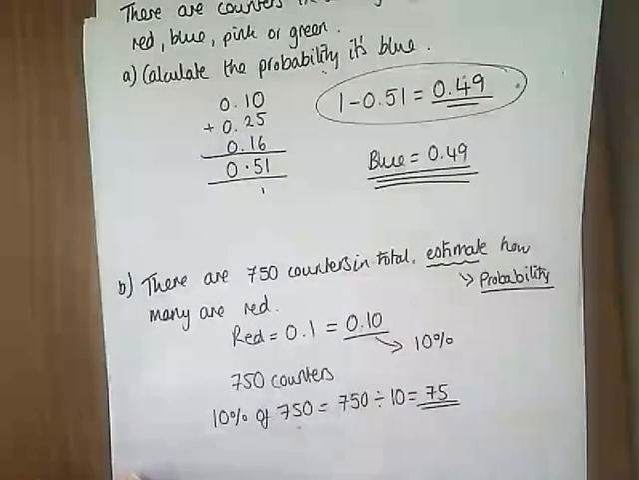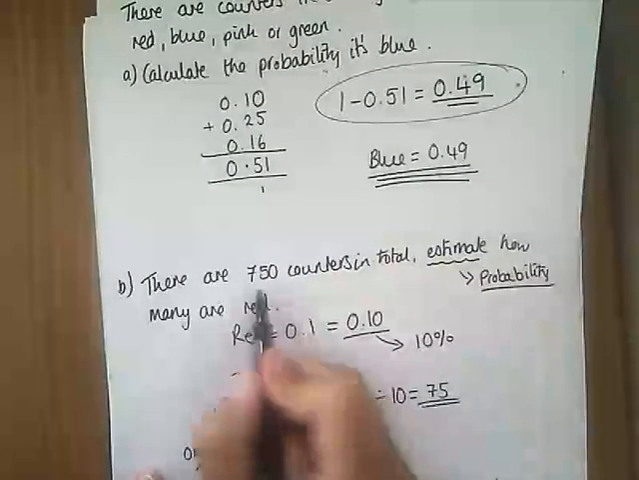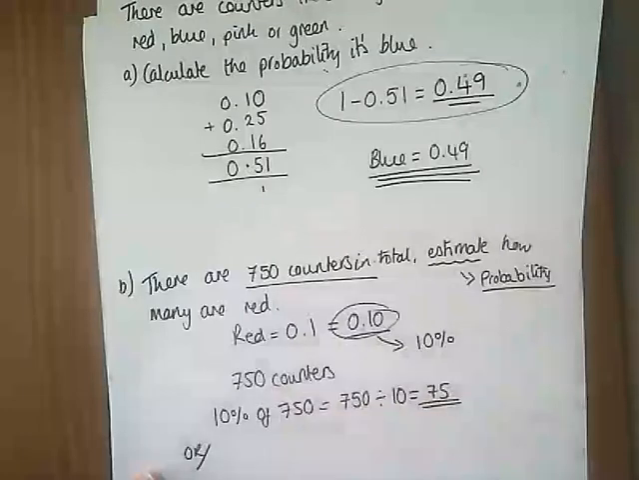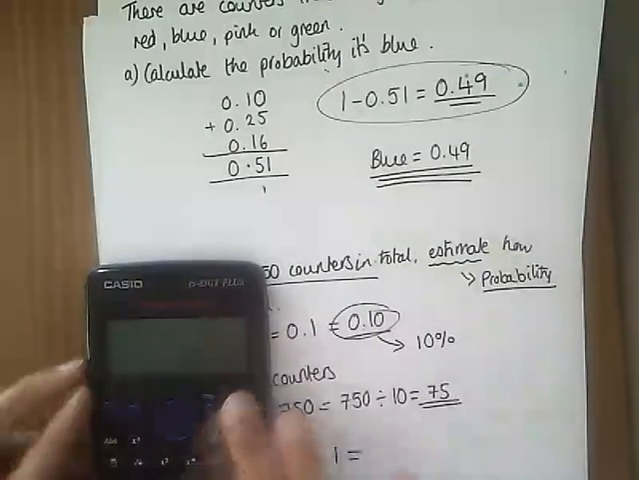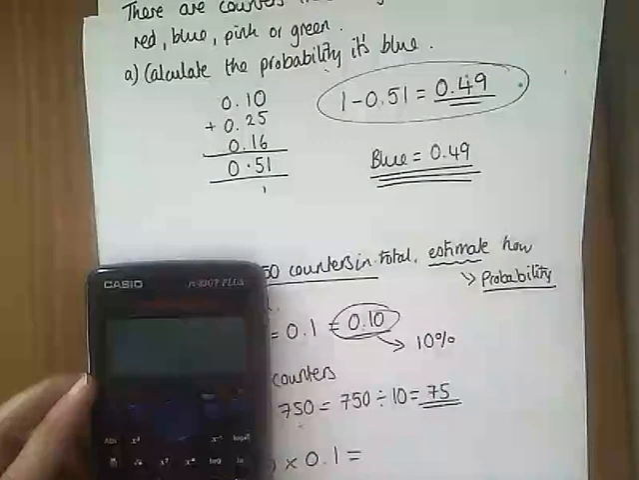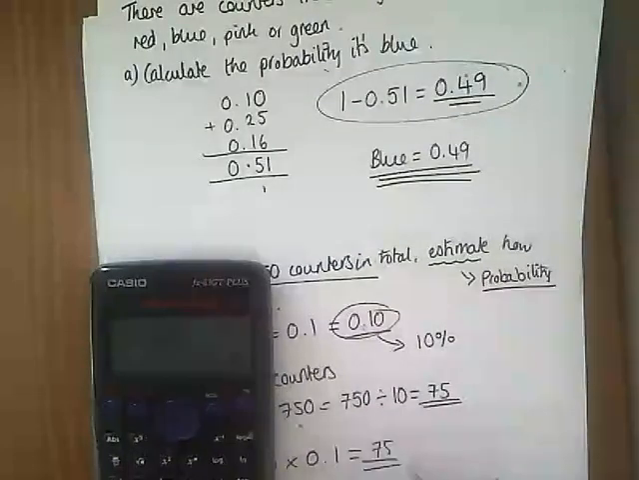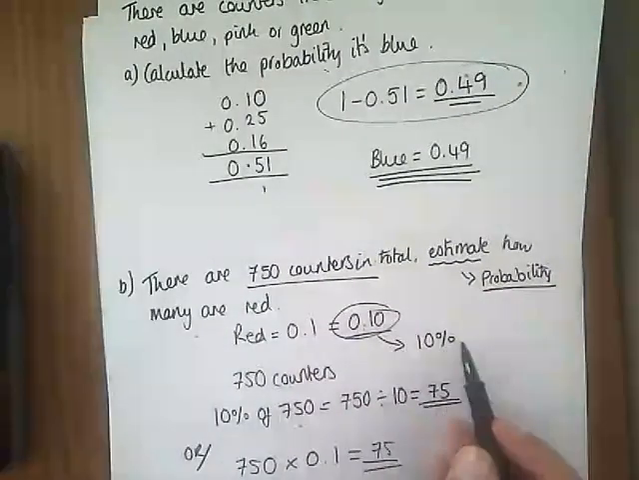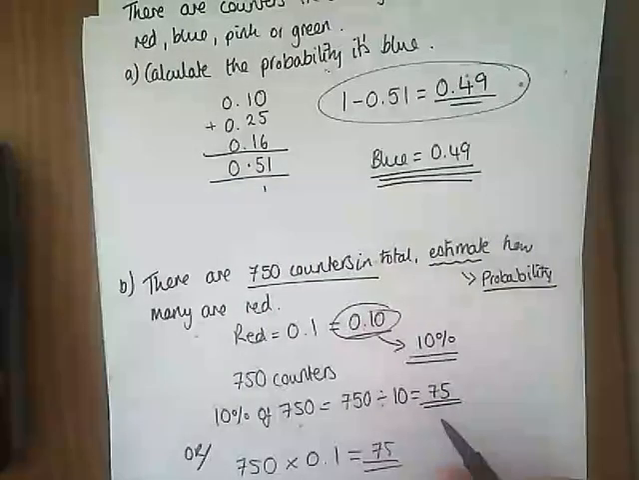Okay. The alternative method you might want to use is you do your number of counters times by your probability. So we're going to do 750 times 0.1. Now that's fine if you're absolutely happy with how to multiply decimals really easily, or if it's in a calculator, that makes it nice and easy. Either way gives you the same answer. But this method of thinking as a percentage makes it much, much easier when it comes up in non-calculator.